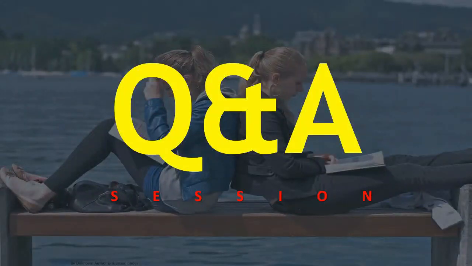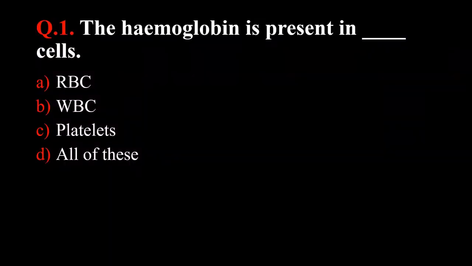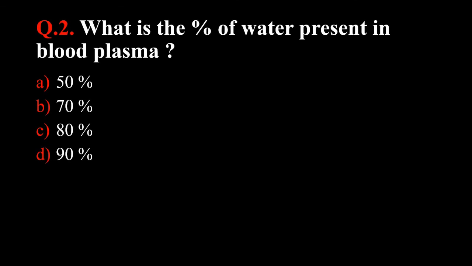And now let's revise what we have learned today. Your first question: the hemoglobin is present in dash cells. Your options are A. RBC, B. WBC, C. platelets, D. all of these. And the right answer is option A, RBC. Question 2. What is the percentage of water present in blood plasma? The options are A. 50%, B. 70%, C. 80%, D. 90%. And the right answer is D, 90%.